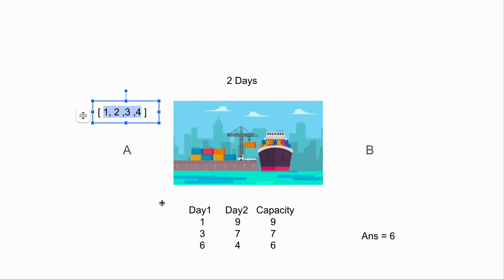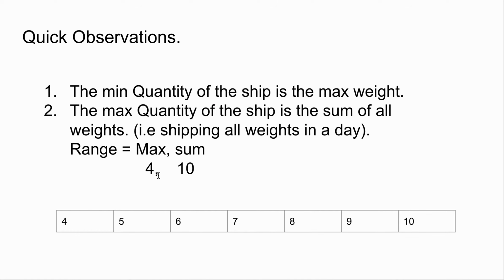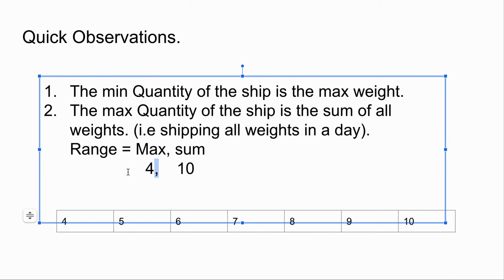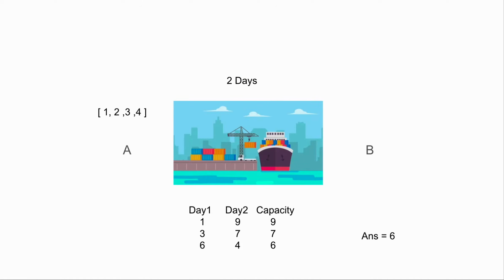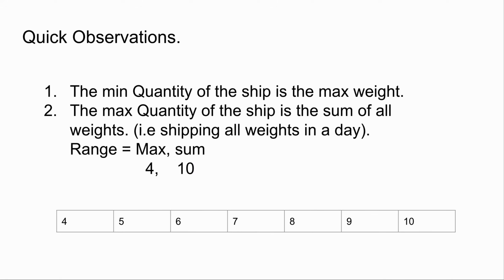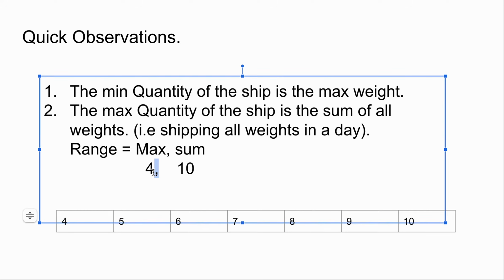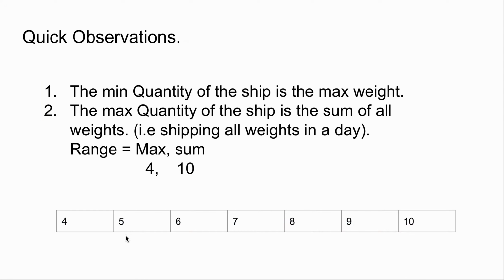Because you will be shipping all of these weights together. So we now know the range. The range is 4 to 10. Why? Because 4 is the minimum capacity of the ship, that is the maximum weight. Even if I give 10 days or 20 days, you have to ship the maximum weight. So that will be the minimum of the range. And what is the maximum? The maximum will be the sum of all the elements, that is 10. So we know the minimum of the range and the maximum of the range. What will we be doing here?